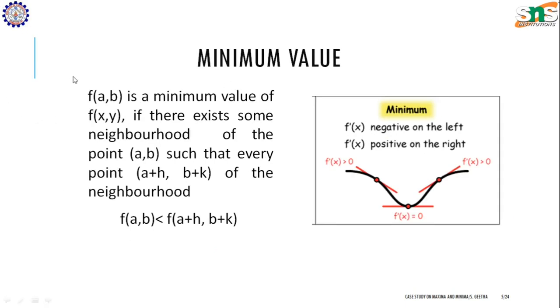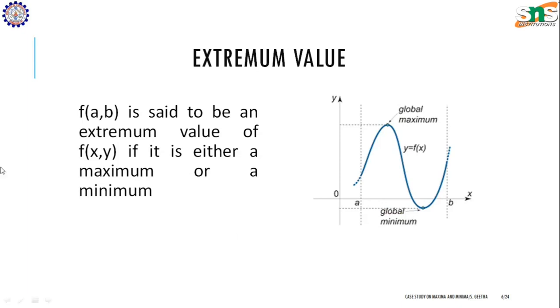Next, minimum value. f(a, b) is a minimum value of f(x, y) if there exists some neighborhood of the point (a, b) such that for every point (a+h, b+k) of the neighborhood, f(a, b) is less than f(a+h, b+k). Next, extremum value. f(a, b) is said to be an extremum value of f(x, y) if it is either a maximum or a minimum.